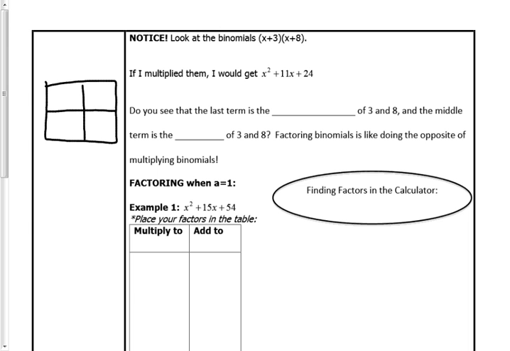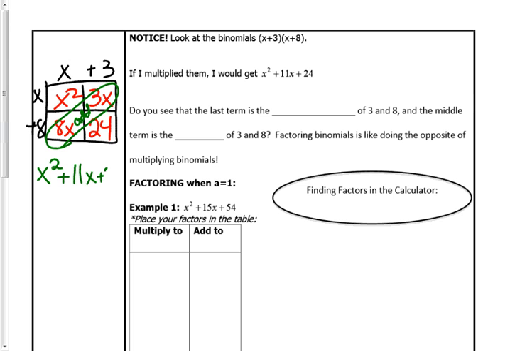Remember when we multiplied a binomial times a binomial, we usually did the box method. So we have x plus 3 and x plus 8, and then we said this would be x squared, 8x, 3x, and 24. And then we talked about noticing that these diagonals are typically like terms, so we add them together, which makes the final answer x squared plus 11x plus 24. So that's where this came from. If I multiplied those, I would get x squared plus 11x plus 24.